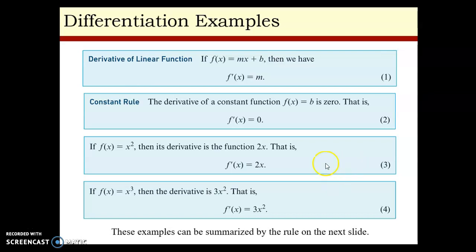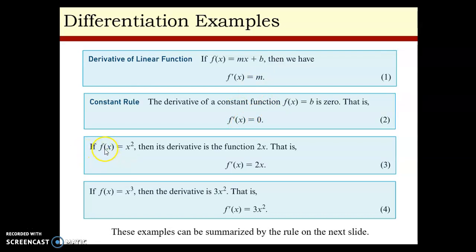When we have the derivative of the linear function, f prime of x equals m. So we've already dealt with this. When we look at the constant rule, the derivative of a constant function, where b is 0, is f prime of x equals 0.